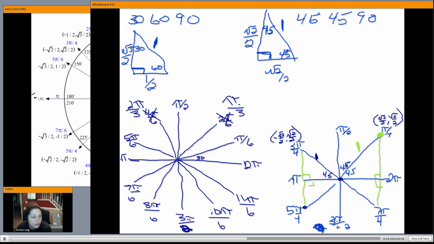This one's already reduced. We had 6 pi over 6. 7 pi over 6 can't be reduced. 8 pi over 6 would be 4/3, so 4 pi over 3. We already reduced the next one. 10 pi over 6 could be reduced to 5 pi over 3. So this one would be 5 pi over 3. And then 11 pi over 6 can't be reduced, and we already deduced that. So that's where those measures come from.